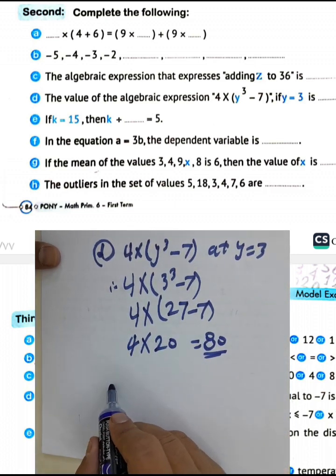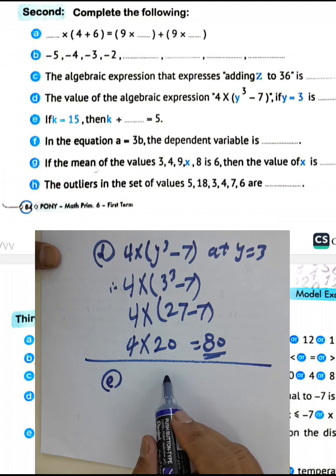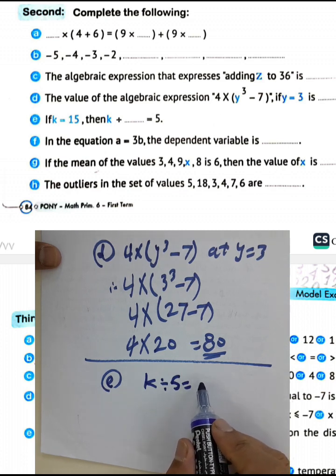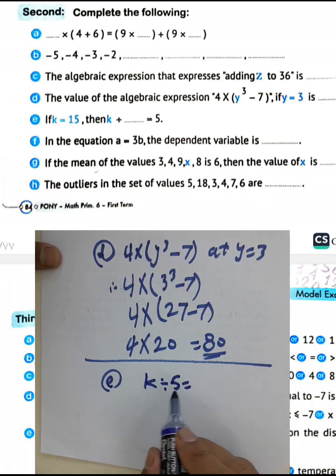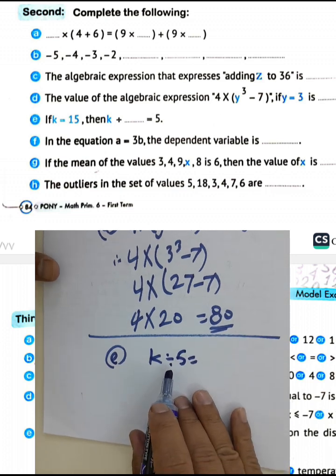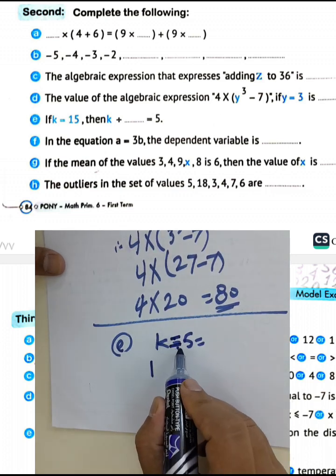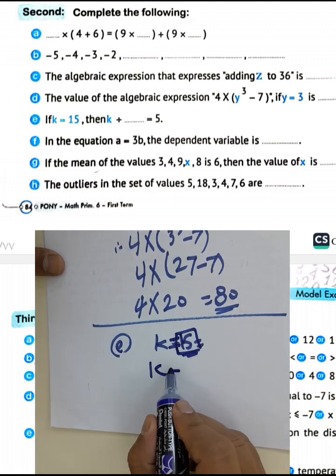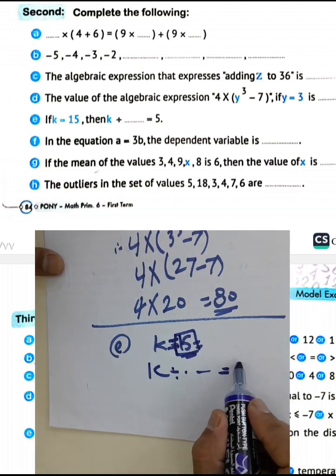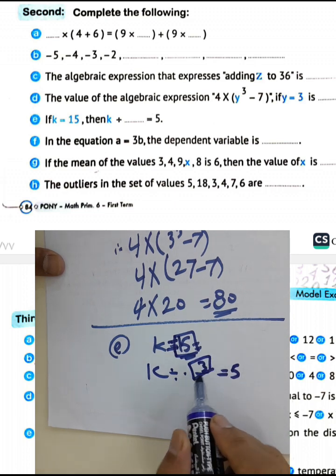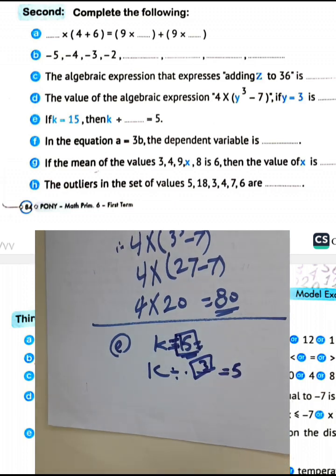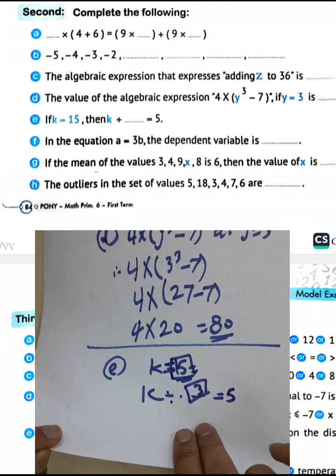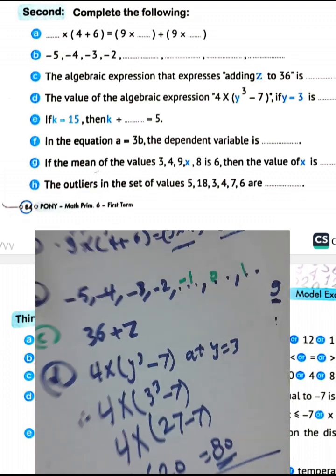Letter E. K equal 15, then K divided by space equal 5. Okay, he gives us in the example K equal 15, then K divided by space equal 5. K divided by 3, write 3 in the space, okay, because K equal 15, then 15 divided by 3 equals 5.